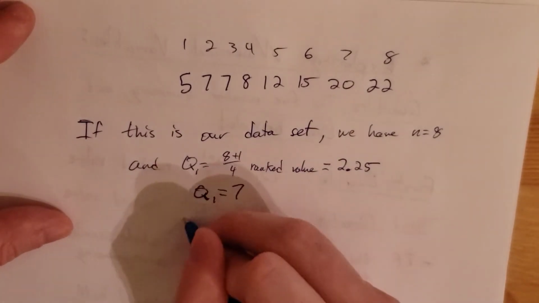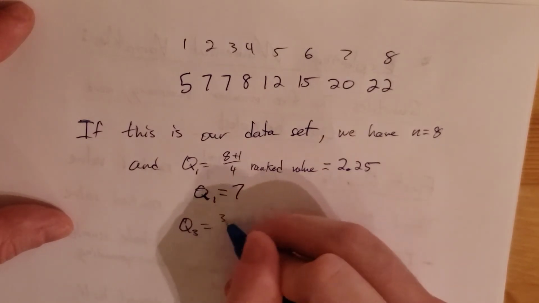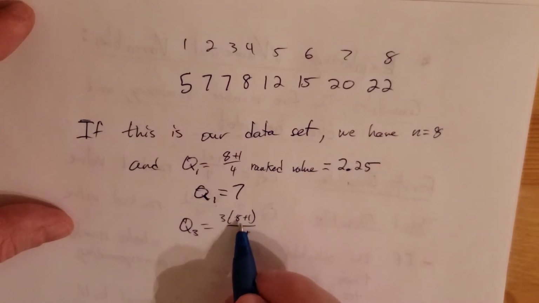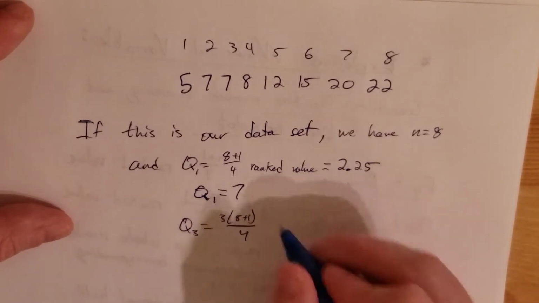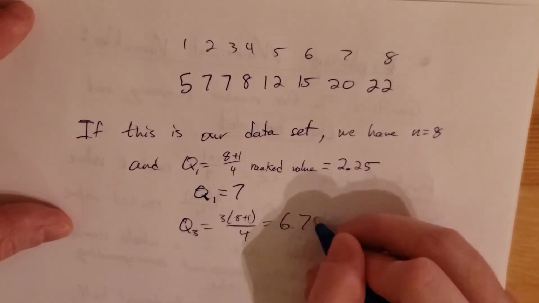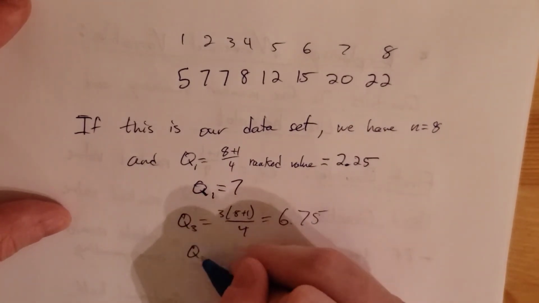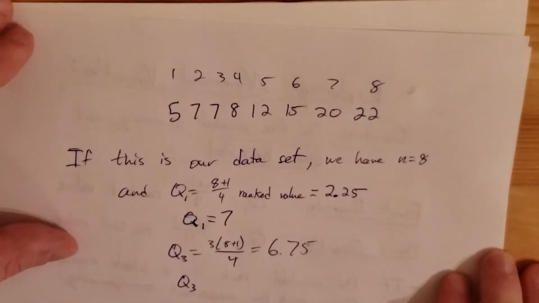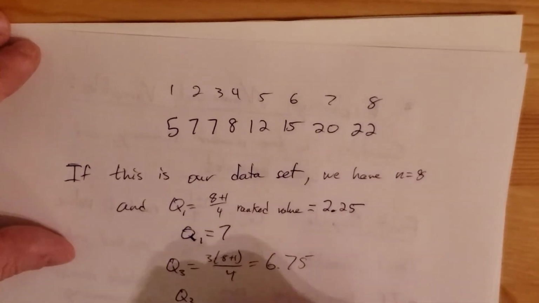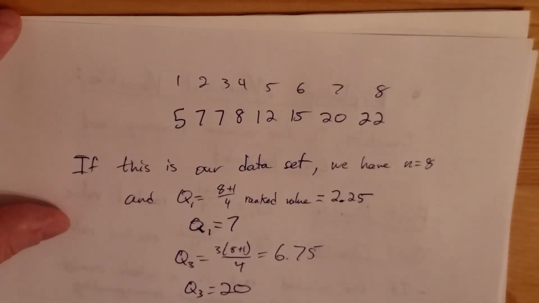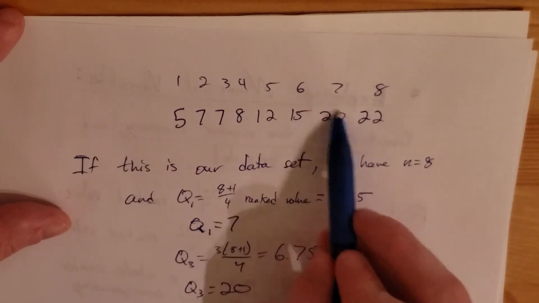All right, and what is Q3? Well, that is 3 times 8 plus 1 over 4, or in other words, 2.25 times 3, which is 6.75. So we choose Q3 equal to our 7th value, which is 20. Right, so we'll look in here. Our 7th value, 6.75, is closer to 7, so we choose 20 as our Q3.